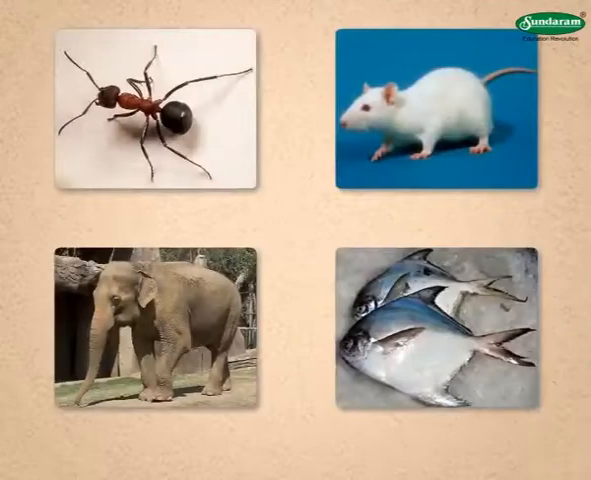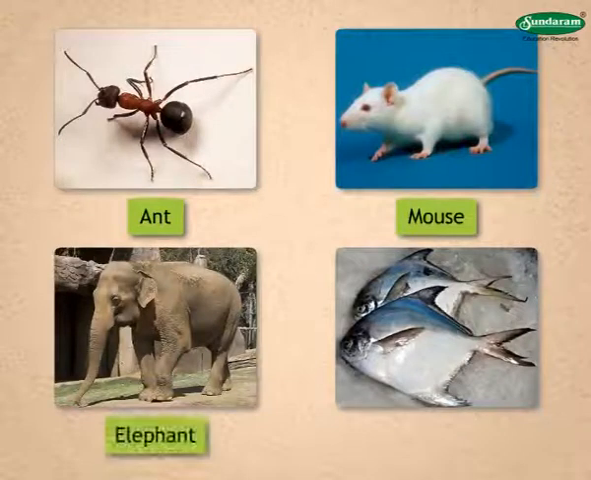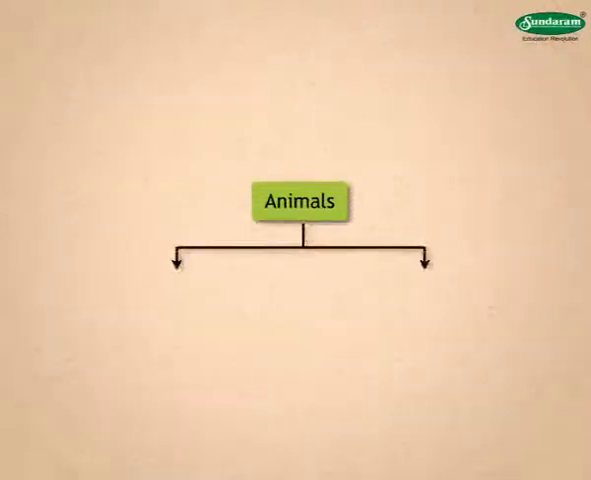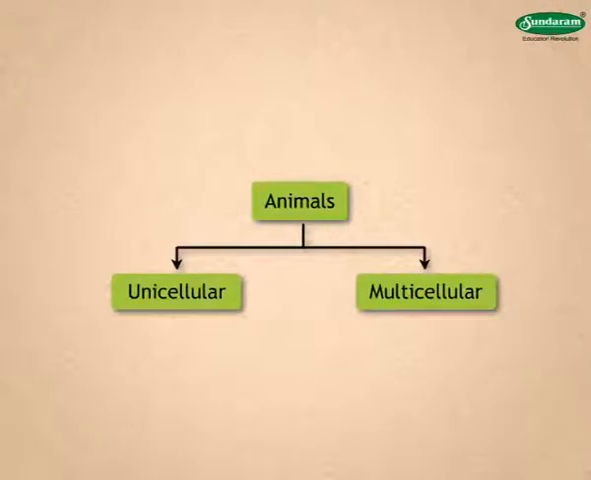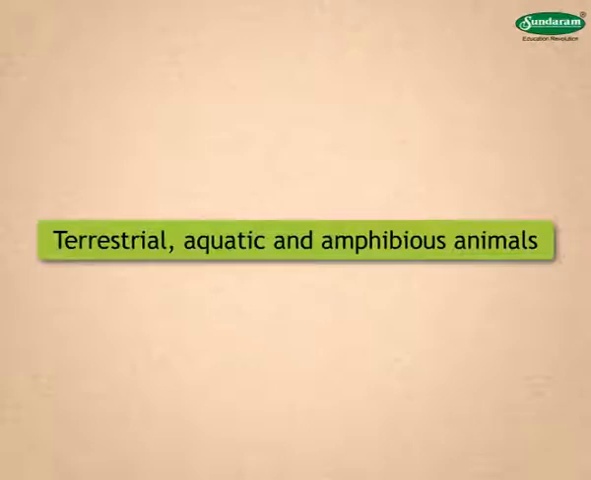The bodies of animals like the ant, mouse, elephant, fish are made up of many cells. They are called multicellular animals. Thus, animals can be classified as unicellular or multicellular animals. Terrestrial, aquatic, and amphibious animals.